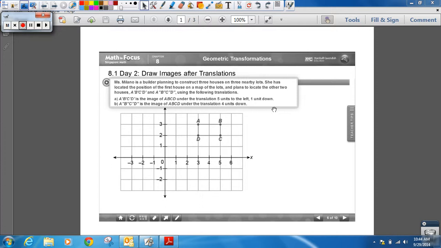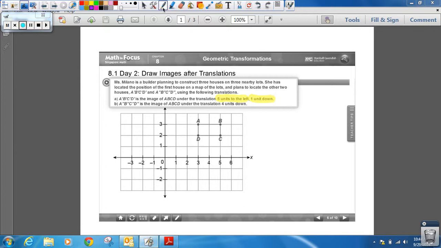So Miss Milano is a builder planning to construct 3 houses on 3 nearby lots. She has located the position of the first house on a map of the lots and plans to locate the other 2 houses, A prime, B prime, C prime, D prime, and A double prime, B double prime, C double prime, D double prime using the following translation. The first primed image is going to have the translation of 5 units to the left and 1 unit down.